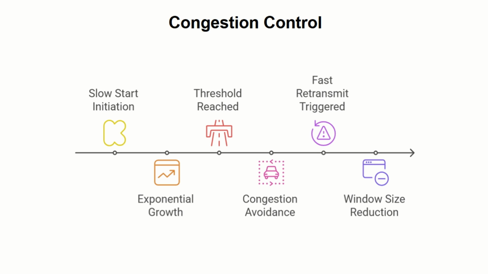Once a threshold is reached, TCP changes to a linear growth pattern for the window size, avoiding too rapid an increase in the amount of data sent. If packets are lost, detected via duplicate acknowledgements, TCP will quickly retransmit those packets and reduce the window size temporarily to reduce congestion.